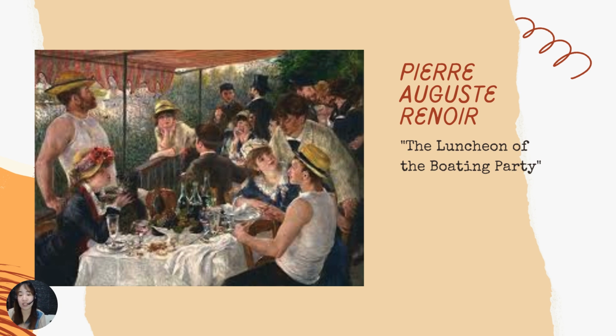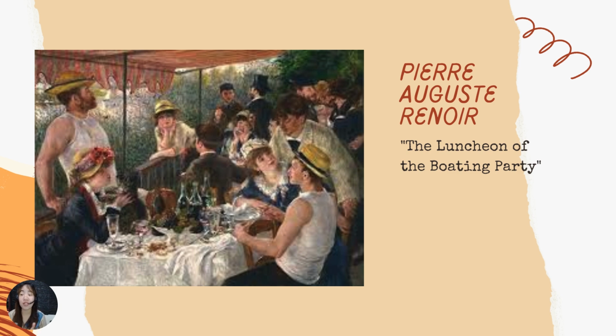Auguste Renoir, what can you say about the painting here? The painting is entitled The Luncheon of the Boating Party. How can you describe the painting? What are they doing in the painting? Yes, they are talking, they're having a conversation, they are eating, they are having fun, they are gathering together, and they are actual people created by Auguste Renoir.